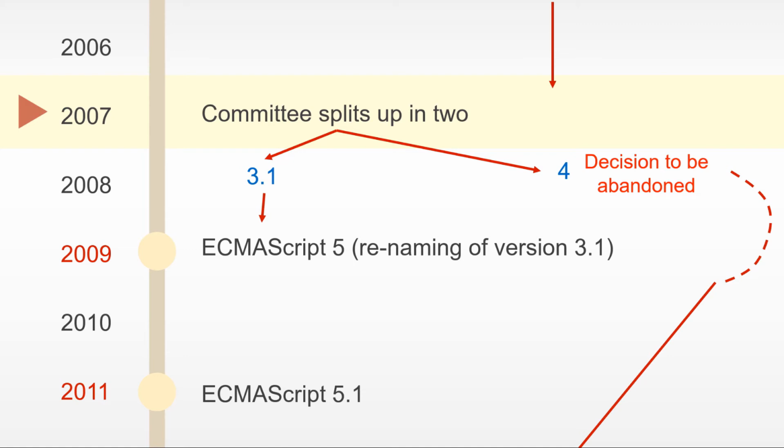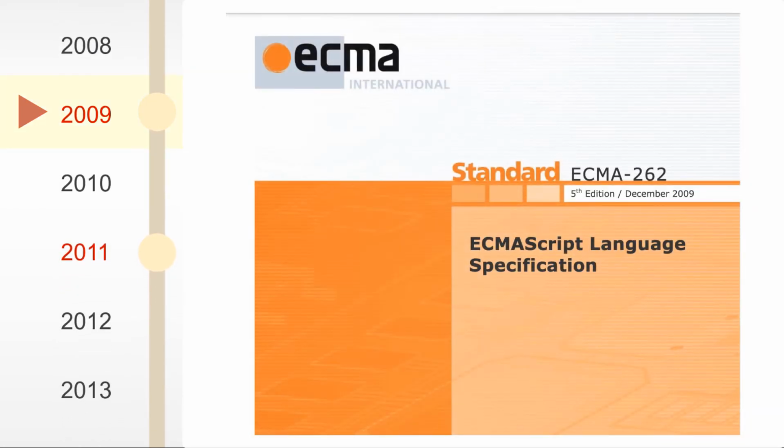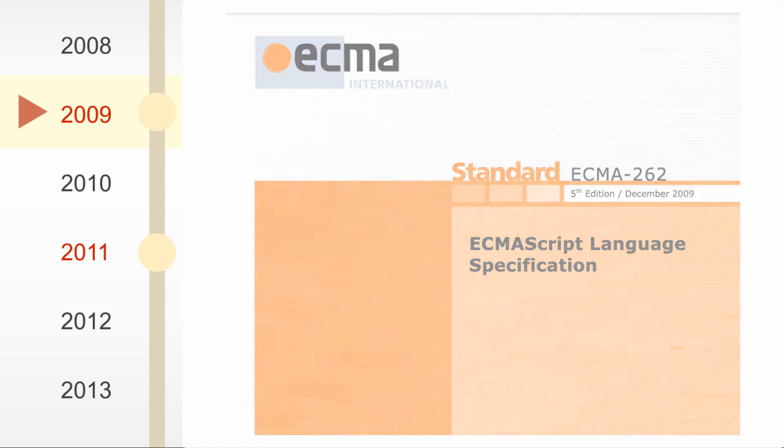The inability of the ECMAScript 4 group to ultimately deliver a working specification in time led to the decision for version 4 to be abandoned and for version 3.1, which was now renamed ECMAScript 5, to be adopted as the next specification. ECMAScript 5 gave us important new features such as strict mode, getters and setters, improvements in security such as the ability to freeze objects.